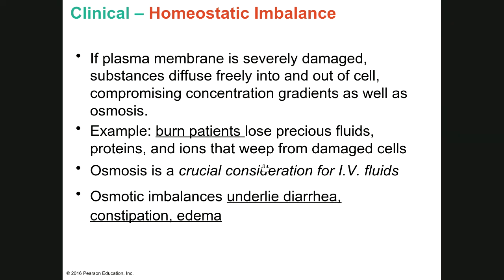So clinically, all right, burn patients are an example of, if we have damage to this plasma membrane, then we lose this ability to have concentration gradients. And so this is going to make this person lose a lot of electrolytes, for example. They're going to lose a lot of ions. They're going to lose fluids, okay? Proteins, basically anything that's in the cell is going to leak out if you have a damaged plasma membrane.